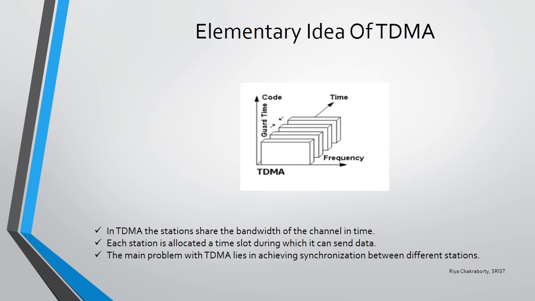The main problem with TDMA lies in achieving synchronization between different stations. Each station needs to know the beginning of its slot. So, the main problem with TDMA is synchronization and the location of its slot. This may be difficult because of propagation delays introduced in the system if the stations are spread over a large area. To compensate, we can insert guard times.